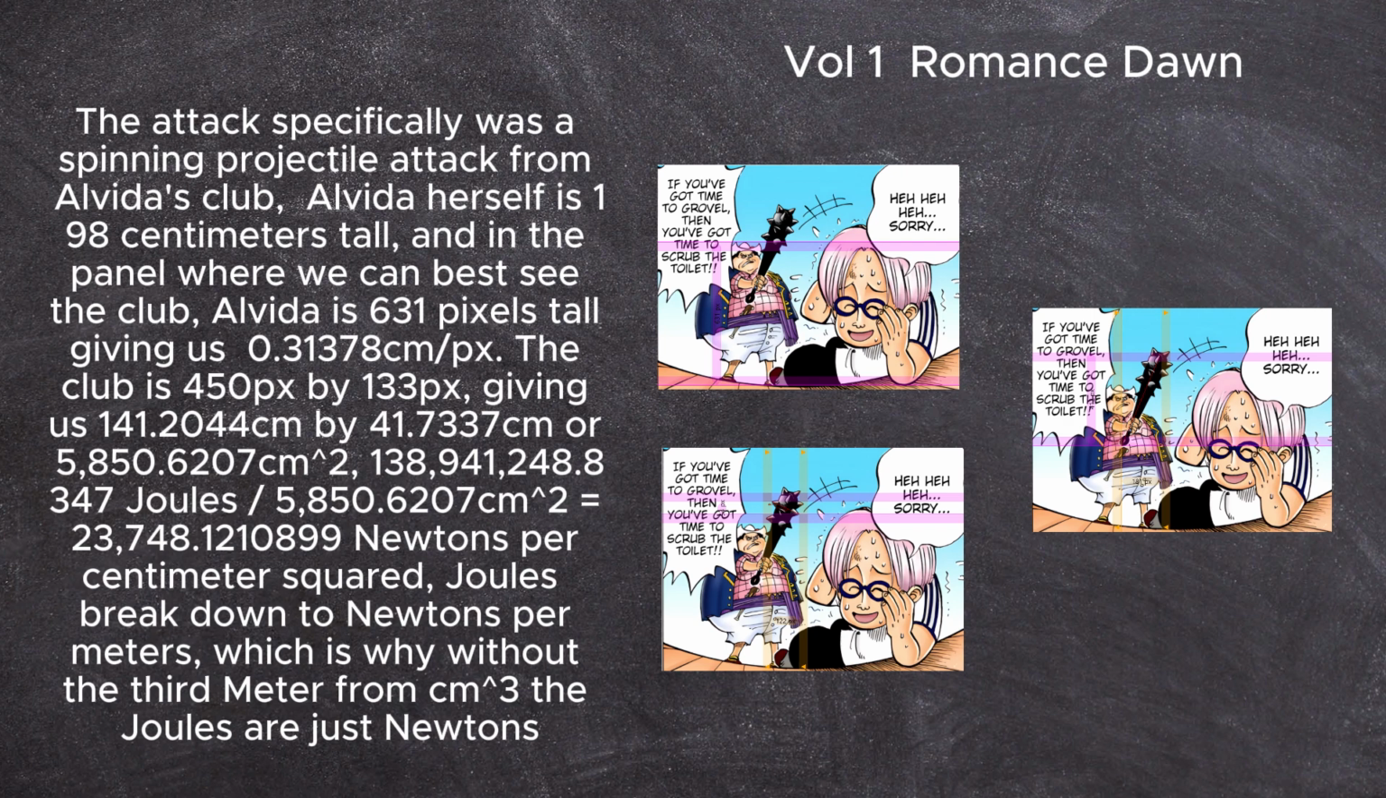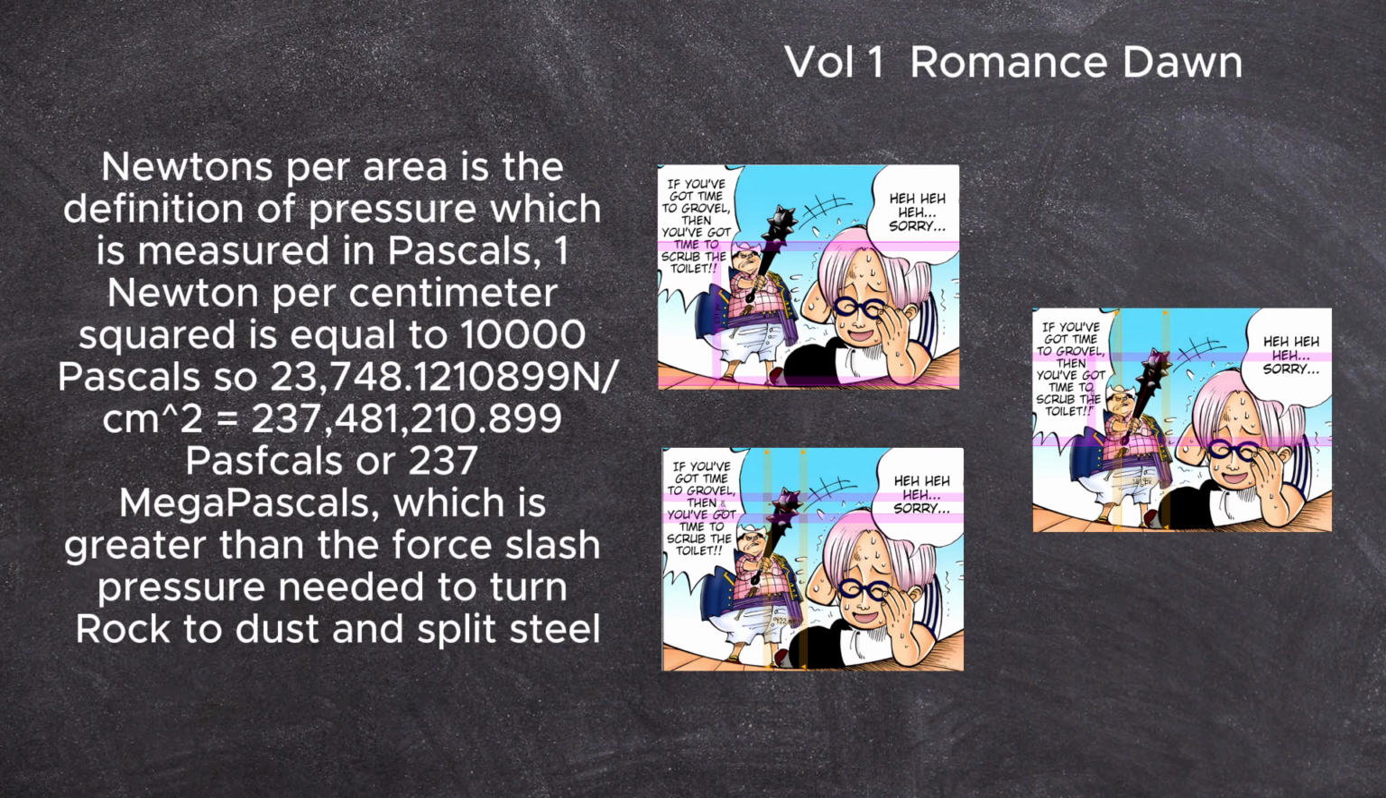23,748.1210899 newtons per centimeter squared. Joules break down to newtons / meters, which is why, without the third meter from cm⁻3, the joules are just newtons. Newtons per area is the definition of pressure, which is measured in pascals. 1 newton per centimeter squared is equal to 10,000 pascals, so 23,748.1210899 newtons per square centimeter equals 237,481,210.899 pascals or 237 megapascals, which is greater than the force/pressure needed to turn rock to dust and split steel.